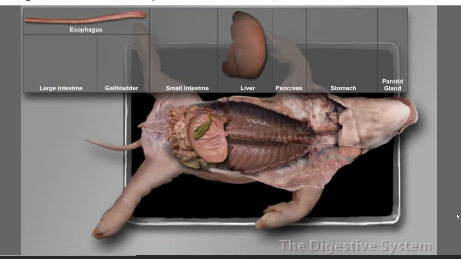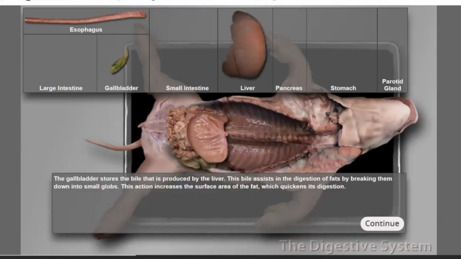So the gallbladder is where bile is stored. It's the green little balloon that you see. Its sole purpose is to store and secrete bile. So whenever your liver makes bile, it's transported to the gallbladder for storage. And so bile actually looks greenish yellow, which is why the gallbladder is that color.